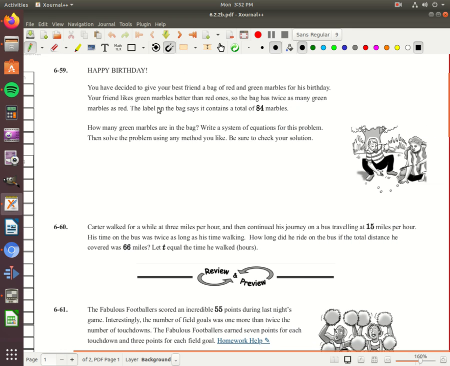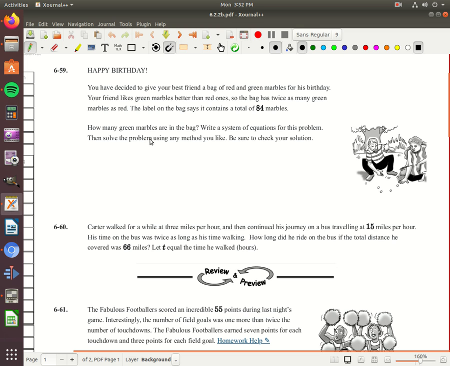So happy birthday. You've decided to give your best friend a bag of red and green marbles for his birthday. Quite a gift. Your friend likes green marbles better than red ones, so the bag has twice as many green marbles as red. The label on the bag says it contains 84 total marbles. How many green marbles are in the bag? Write a system of equations for this problem, then solve the system.